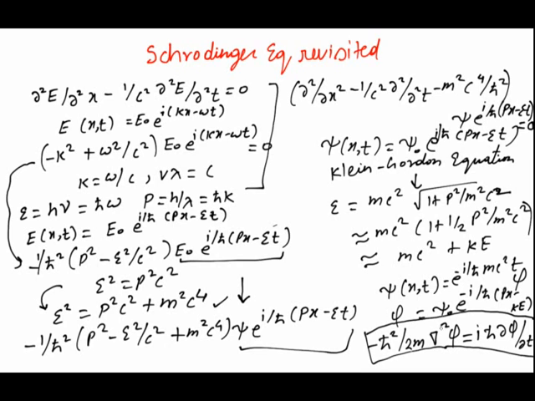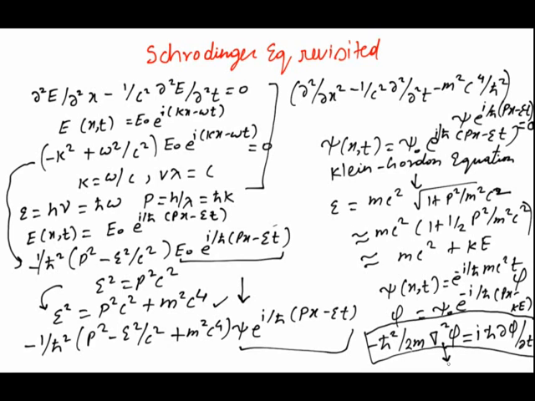This non-relativistic version of the Klein-Gordon equation, which is called the Schrodinger equation, turned out to be very successful in describing and predicting non-relativistic quantum mechanical systems. It turned out very useful, and that's why it became so famous.